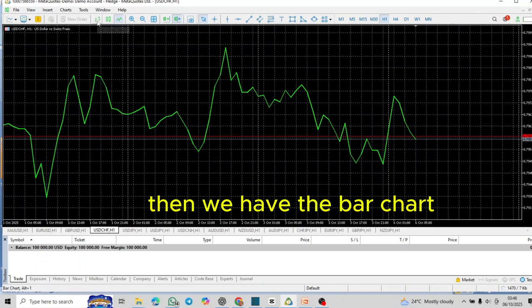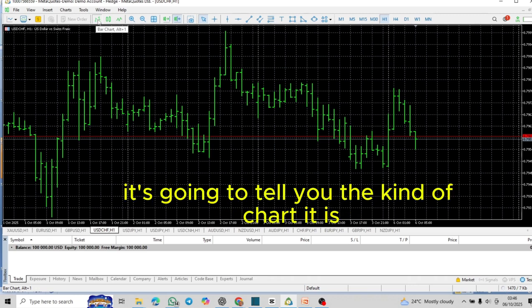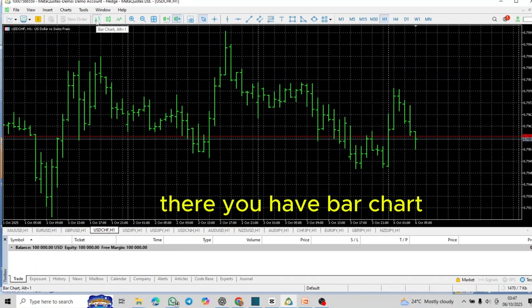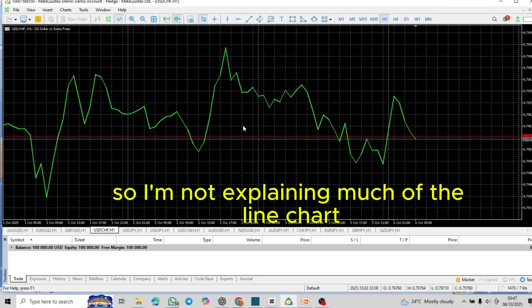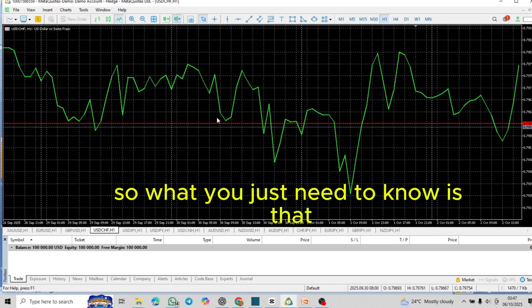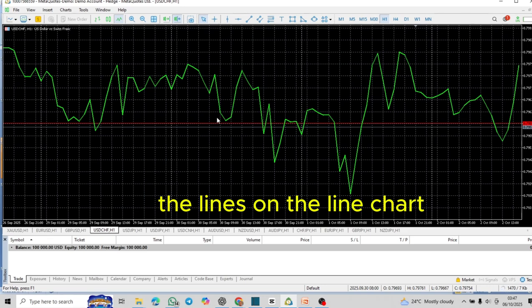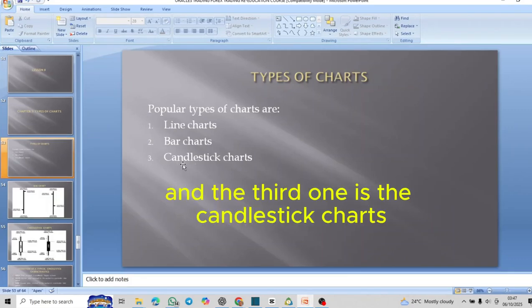Then we have the bar chart. By the time you place your mouse on the chart, it's going to tell you the kind of chart it is. There you have bar chart. So I'm not explaining much of the line chart because we are not going to be using line charts. What you just need to know is that the lines on the line chart connect the closing prices. So the second one is the bar chart, and the third one is the candlestick charts.